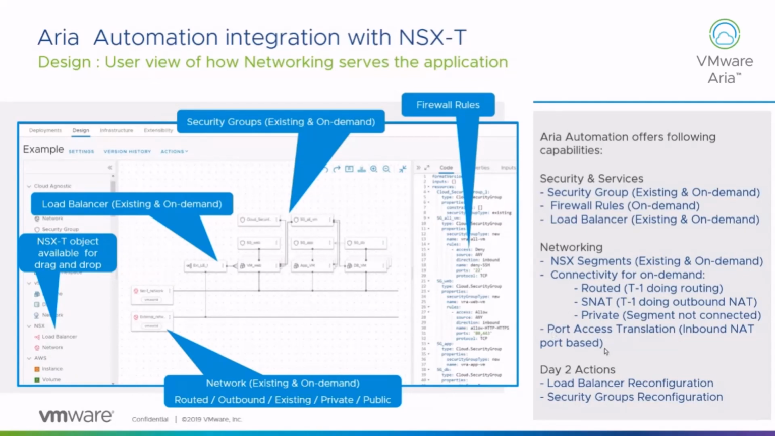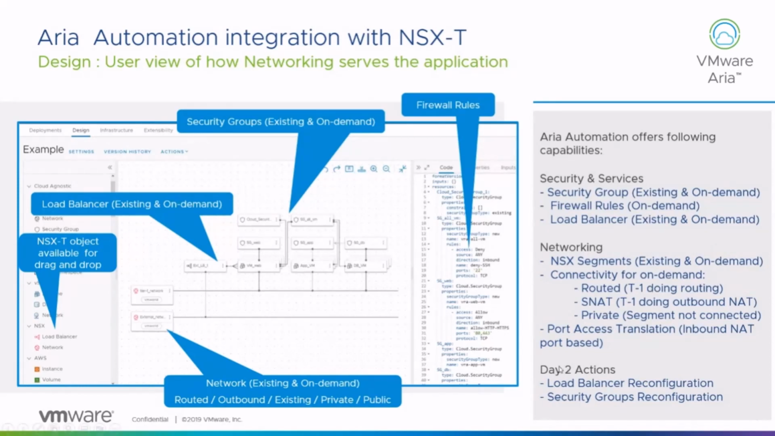We also have port address translation, and that's inbound NAT, port based. And you're able to actually create NAT rules that allow you to do inbound NAT, or destination NAT, behind the T1, if you would, to access certain workloads behind the T1, if you need to.